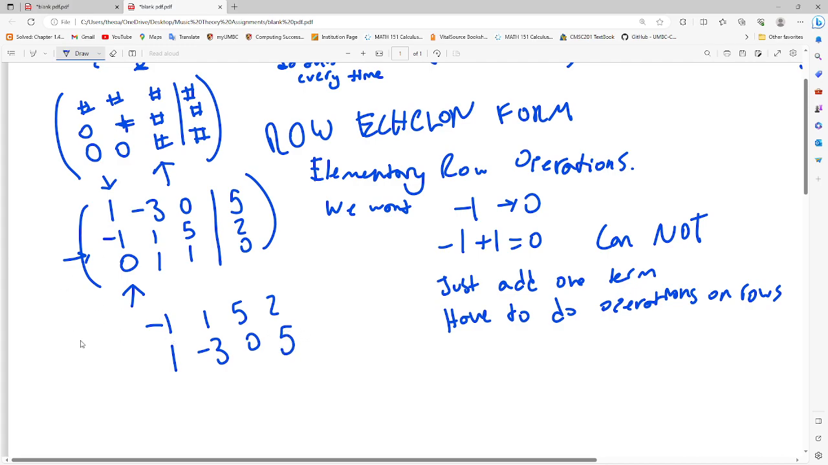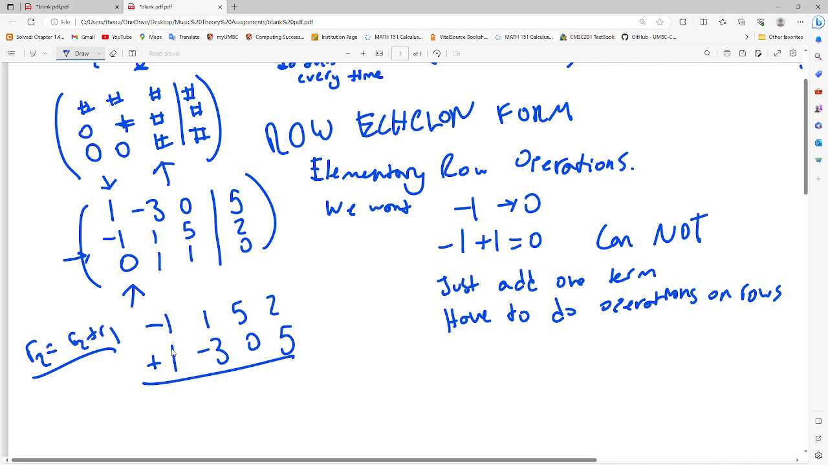It's important to write down what you're doing. We're taking row 2. We want row 2 to change. So row 2 is going to be equal to row 2 plus row 1. It's important that you write this down because it really helps you keep track of your work.